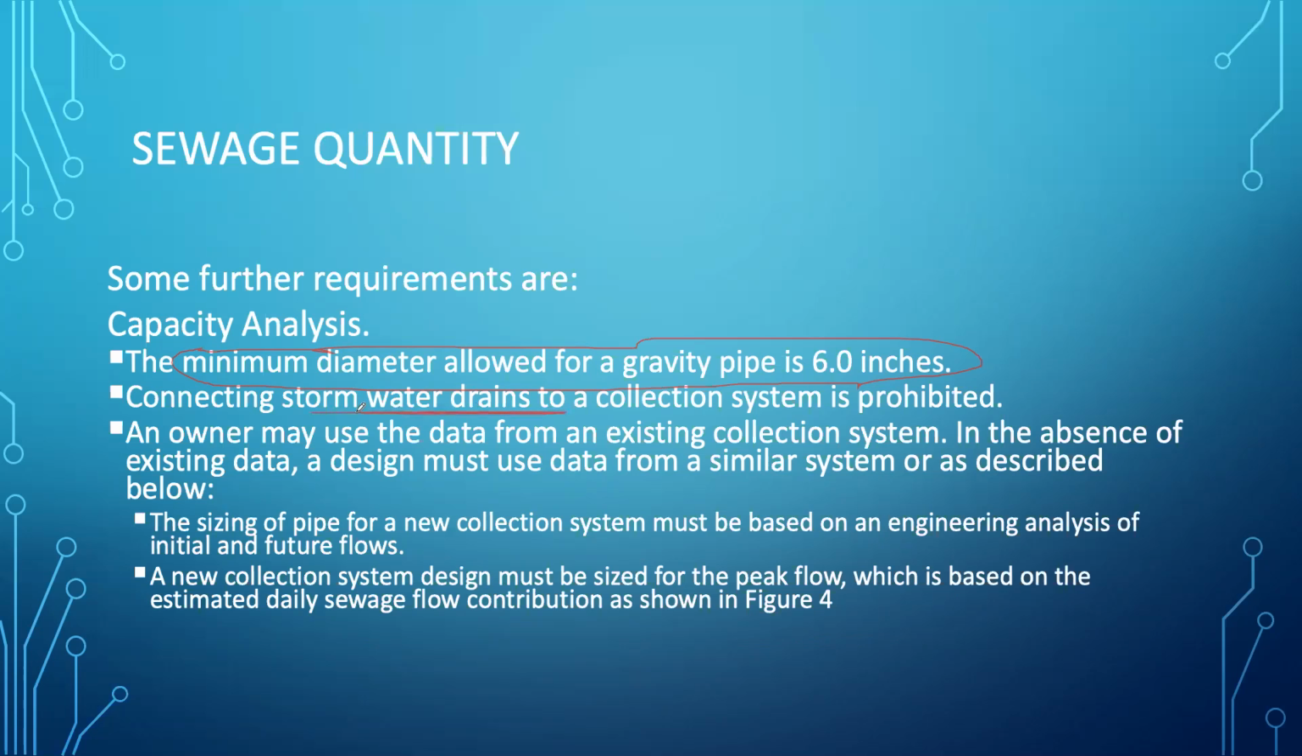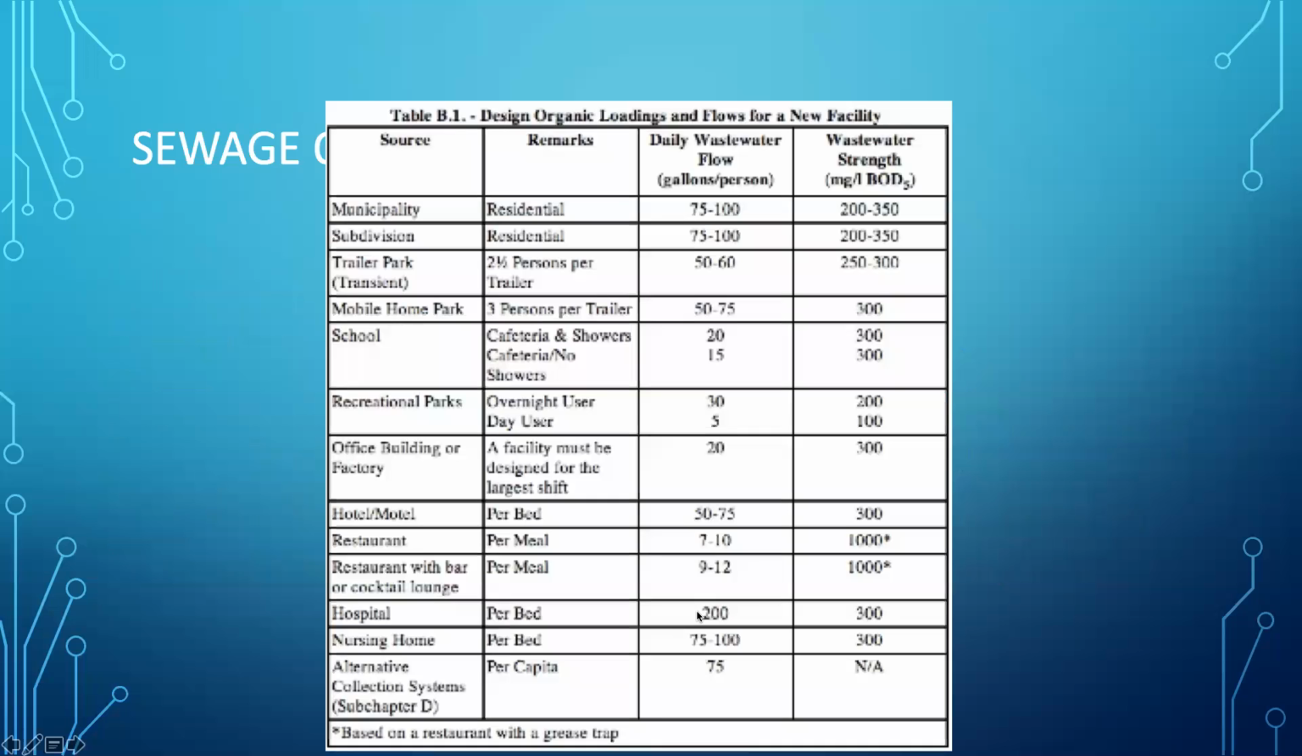Connecting storm drains is not authorized. An owner can use the data from a nearby system. In the absence of such data, we can use these methods for sizing things. The sizing of pipe for a new collection system must be based on engineering analysis of initial and future flows. You actually have all the tools to do that. And the new collection system must be sized for the peak flows, which is based on estimated daily sewage flows as shown in figure 4. So I'm obviously quoting straight out of a design document. And here is figure 4, barely readable.